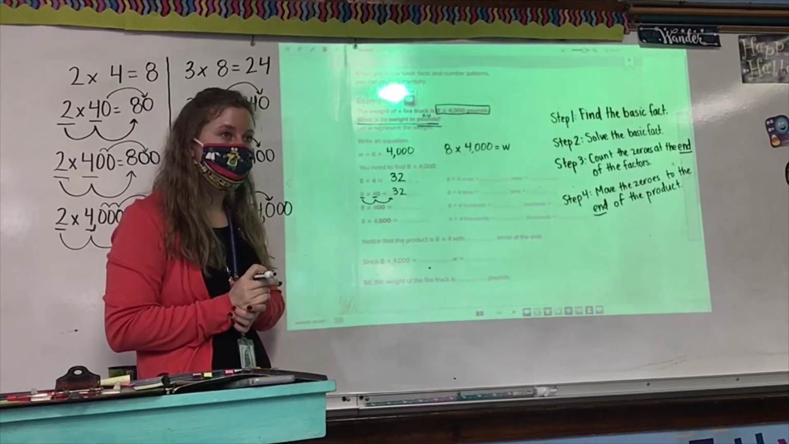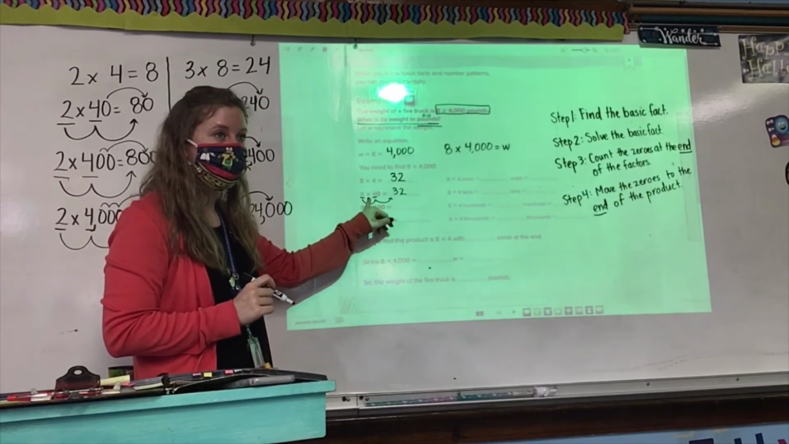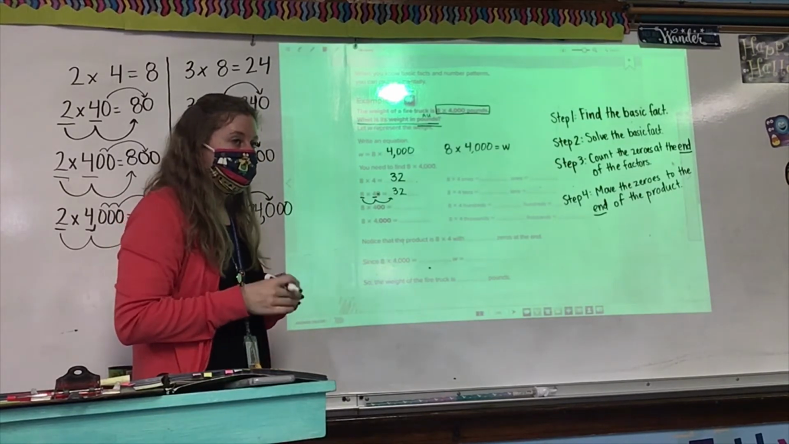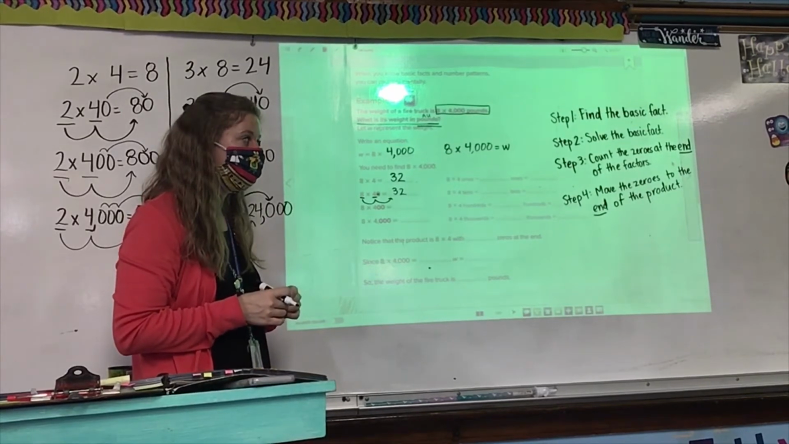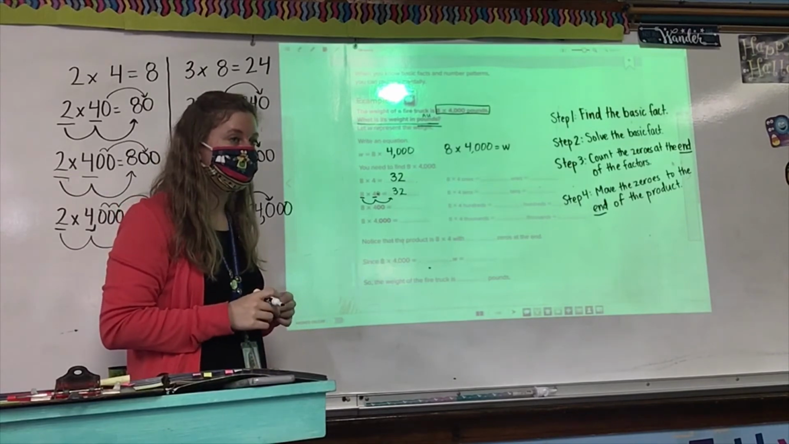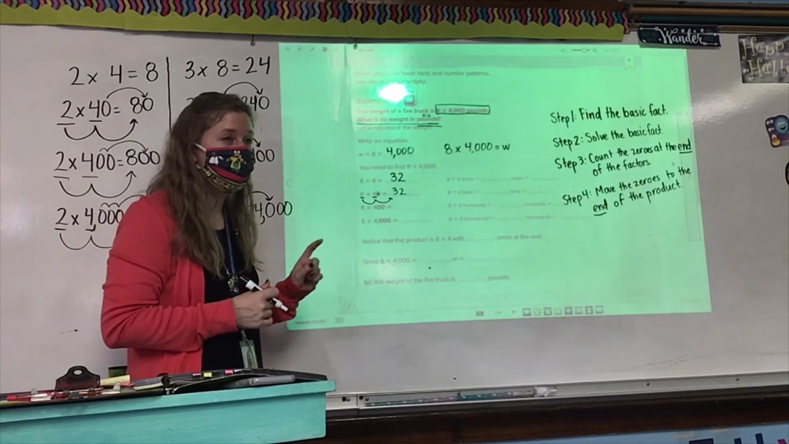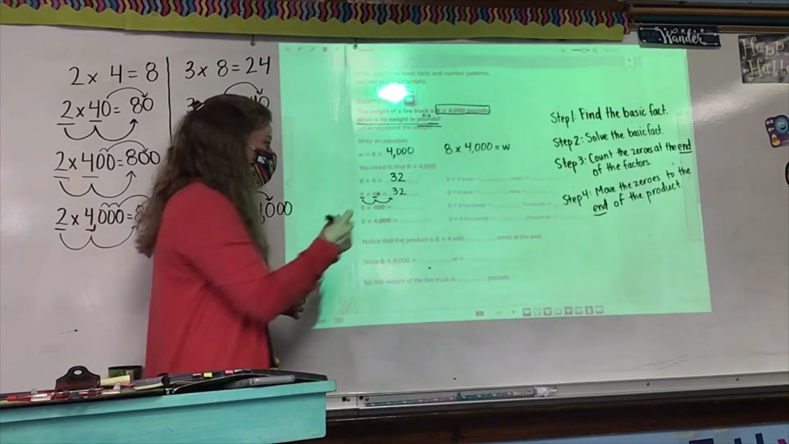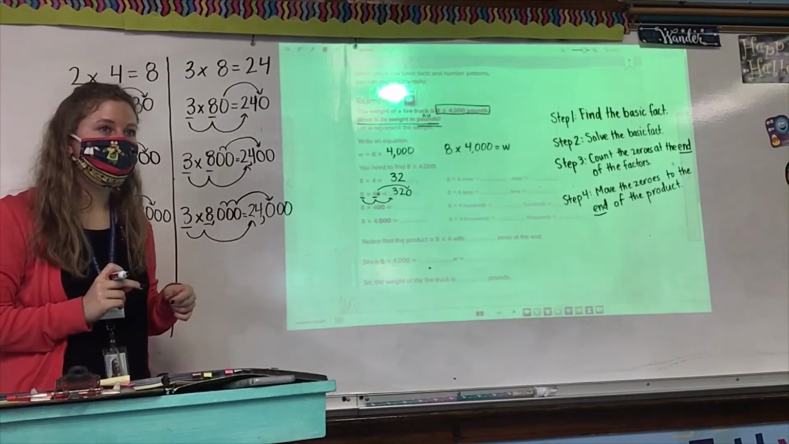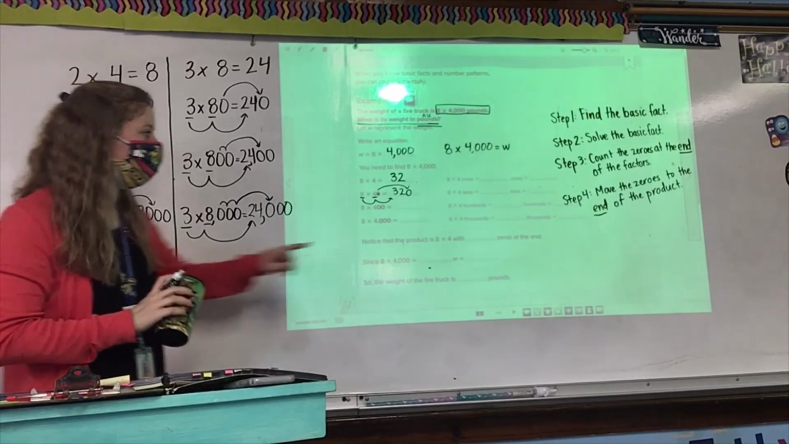Step 3, count the zeros. How many zeros do we have at the end of our factors? 1. What is step 4? If you need to go back, you can. Move the zeros to the end. How many zeros am I moving? 1, it's going at the end. So that means 8 times 40 is, louder, 320.